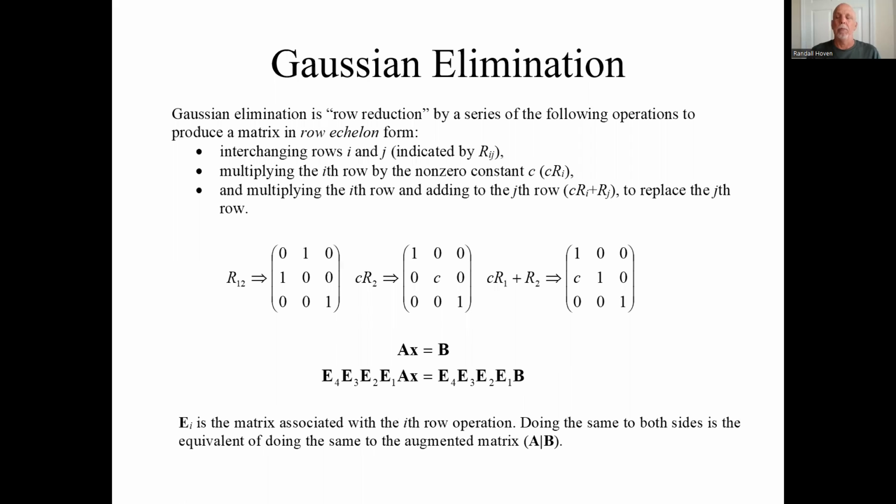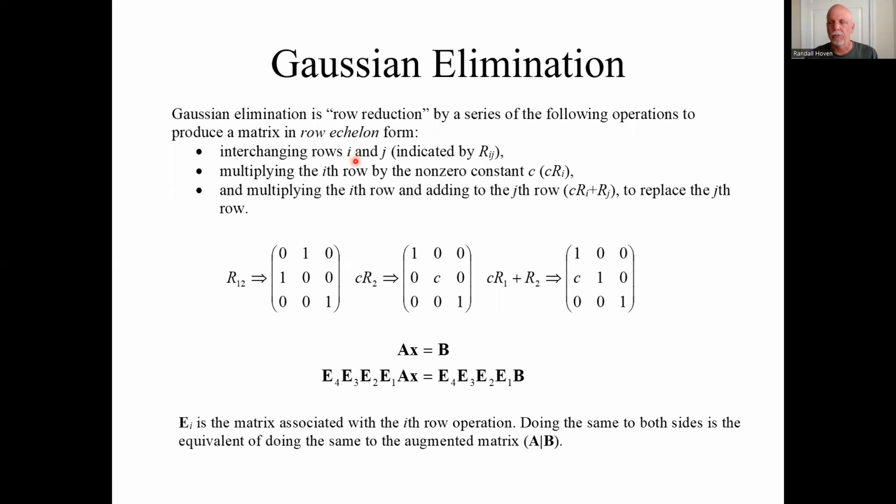Now we want to use matrix methods to solve that system, but to get there, we need to talk about Gaussian elimination. The operation is called row reduction: by a series of row operations, we get a matrix into row echelon form. These are the three operations.